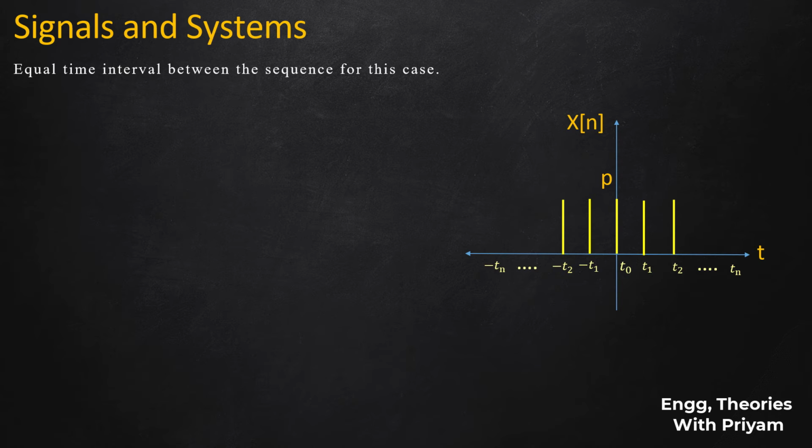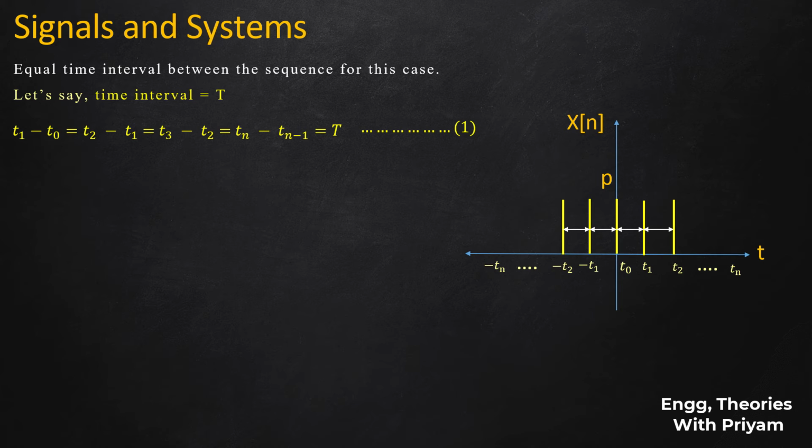Let's say the time interval between the two consecutive time instants is equal to capital T. So t1 minus t0, which is equal to t2 minus t1, which is equal to t3 minus t2, up to tn minus 1 is equal to capital T. Identify this as equation number 1. If t0 is equal to 0, then t1 minus t0 is equal to t1 minus 0, which is equal to t1. Similarly, t2 minus t0 is equal to t2.